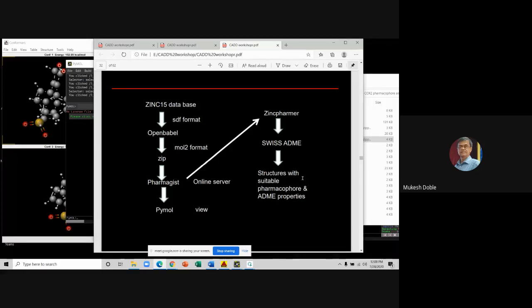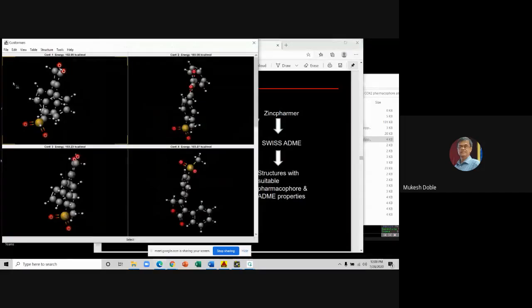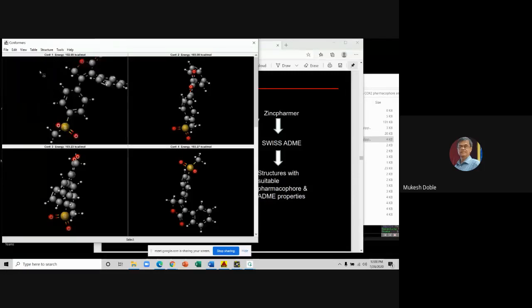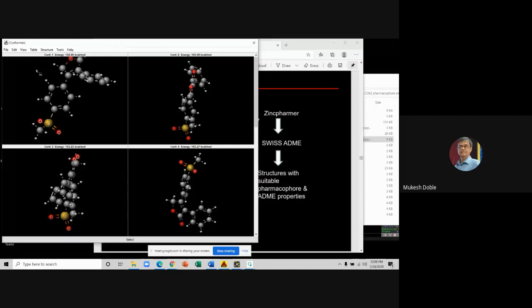We can use Marvin. Marvin is also a free software. We can draw the structure, and then we can minimize the energy and get that 3-dimensional conformation, as I showed you here, okay, and then save it as an SDF file. So this is also very useful. Marvin is a free software you can download. Bimole is a free software. OpenBabel is very important. Pharmagist and Zinc Farmer, we use online, and we get the results.